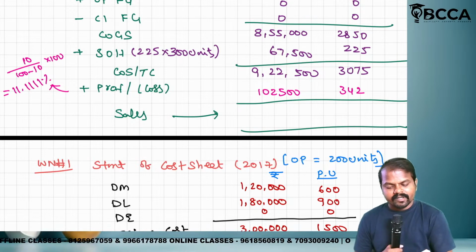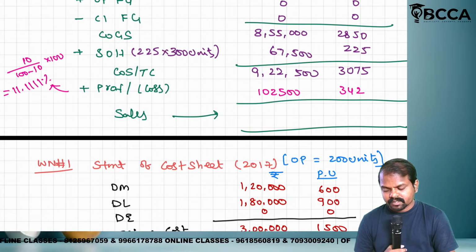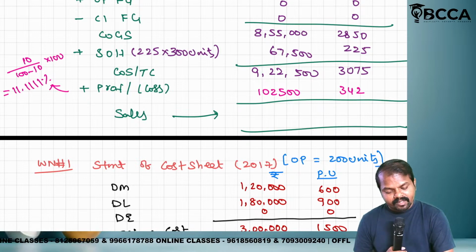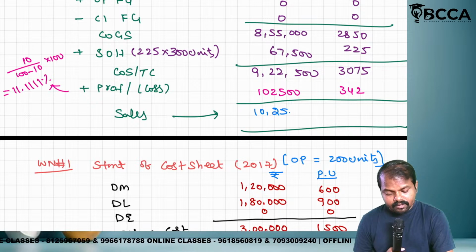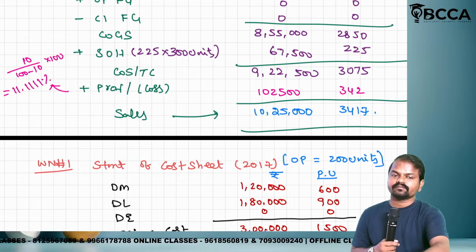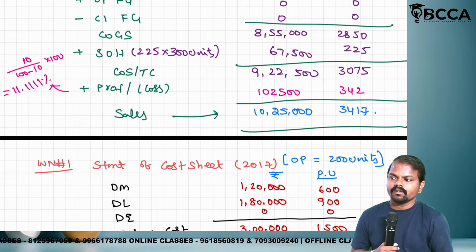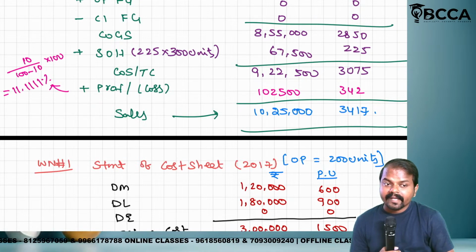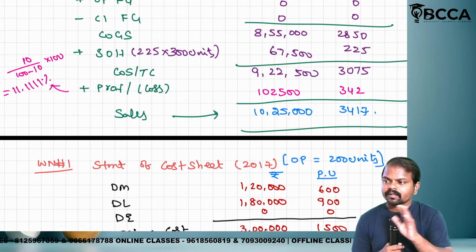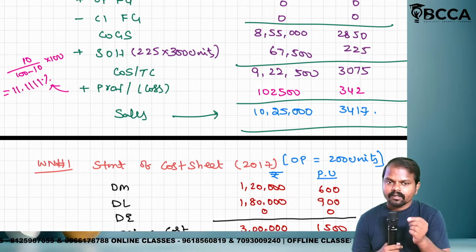Correct? What is the sales? 10 lakhs. 25. What is the value? 3417. Correct? What are they asking? Prepare cost sheet for 2018. We will also prepare a cost sheet for 2018. Clear? Please make a note.